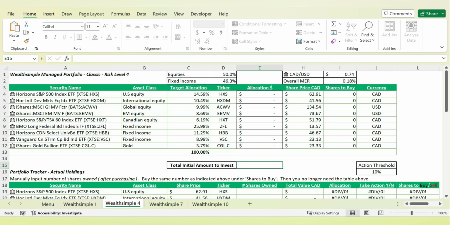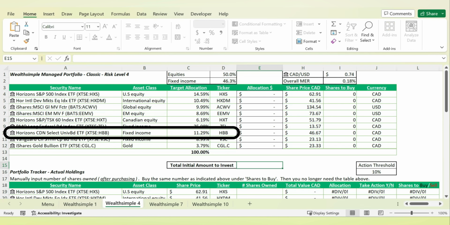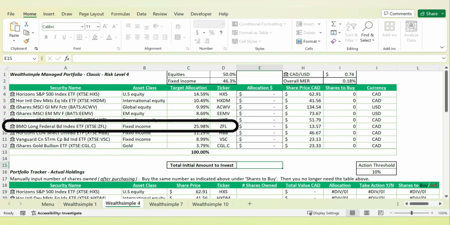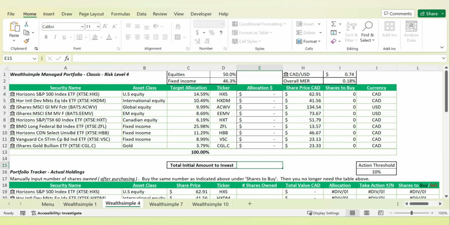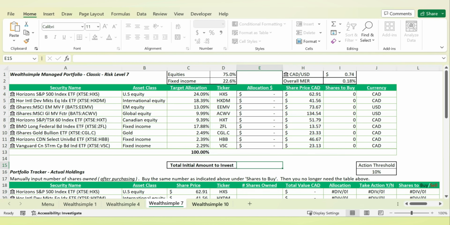So to sum up the thoughts on the fixed income portion of this portfolio, it would be nice if there was a larger allocation towards HBB and a smaller allocation towards ZFL, and probably a smaller allocation as well towards VSC. Or there could even be a different ETF altogether, a short-term bond ETF that was all or mostly government bonds. Okay, let's hop over to the risk level 7 portfolio and have a look.